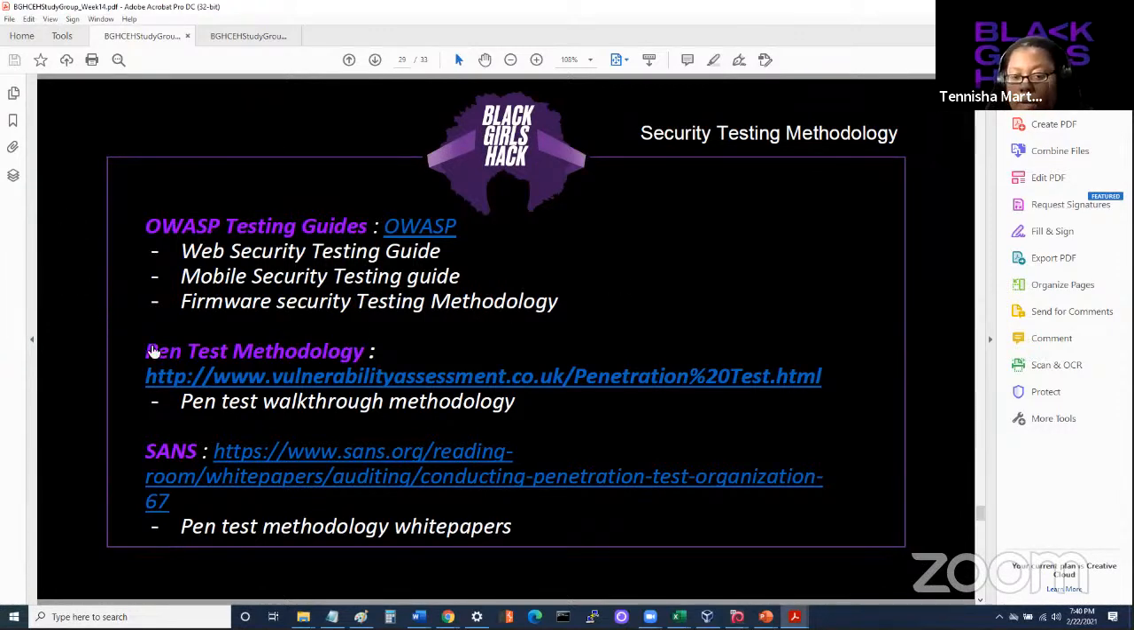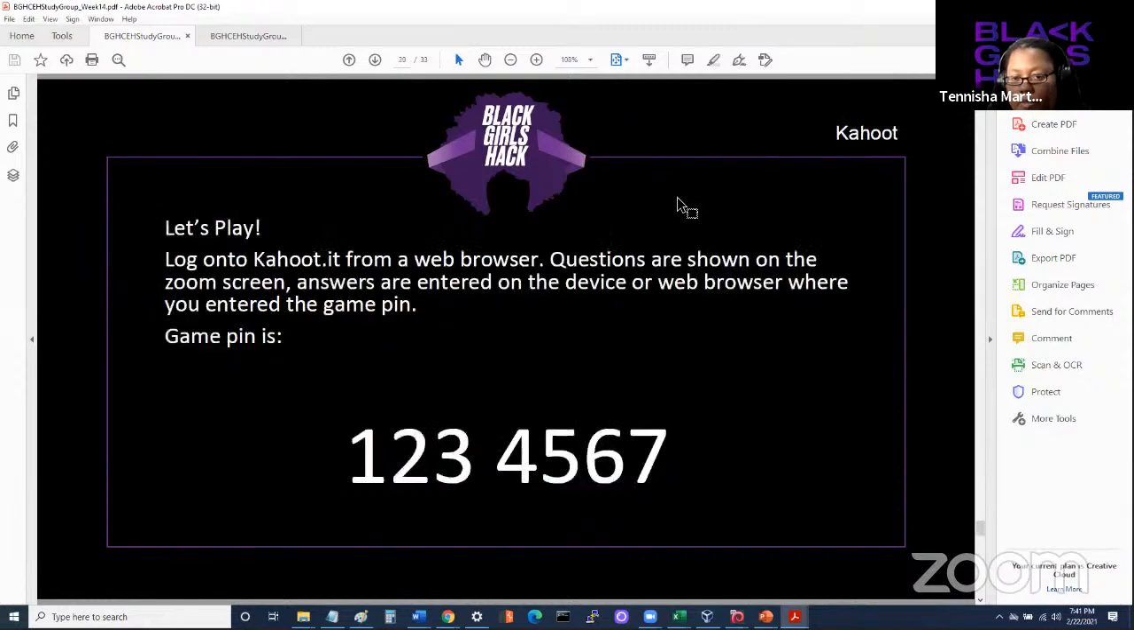So pen testing methodology, which we talked about a lot. Also, SANS has a lot of different white papers that provide security testing methodologies. There's also the PTES, which is the standard for reports for security testing. So it's not just going out there and hacking. You also have to write up a report detailing what you found and why the organization should care about what you found. All right, so that is 14.